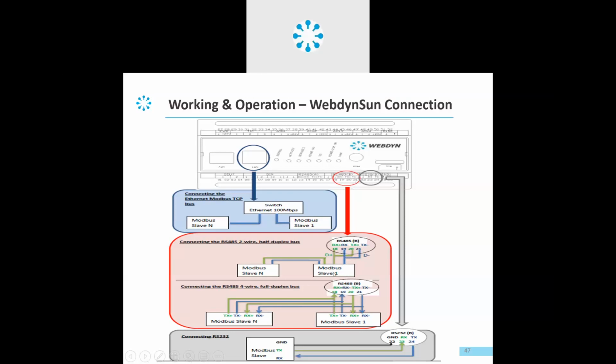In the full duplex case, obviously no jumper is required because we have 4 wires coming. So TX will be connected to RX, TX minus will be connected to RX minus, TX plus will be connected to RX plus, and like that.